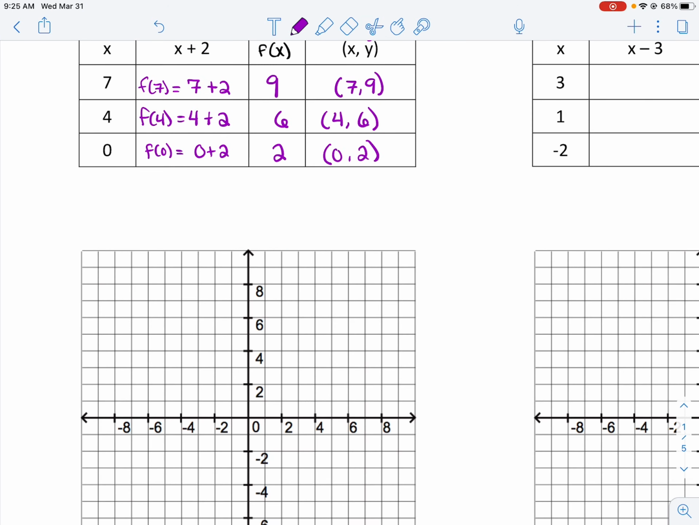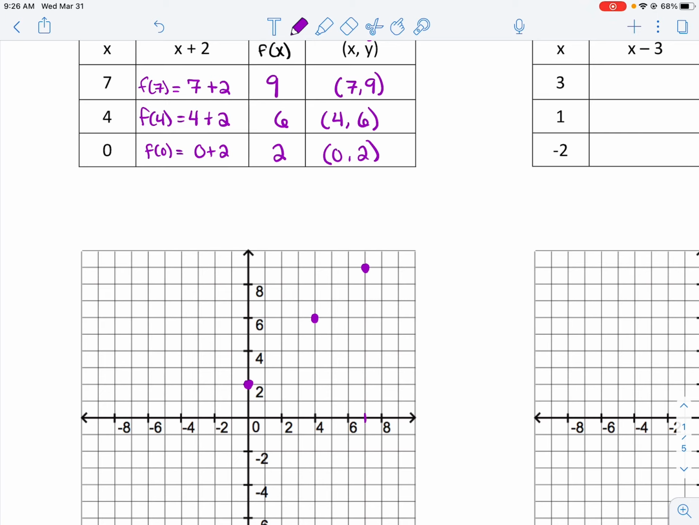So the point 7, 9, so I'm going to where x is 7, and then up 9 spaces. That's my first point there. Then the point 4, 6, so over to 4, up to 6. And then 0, 2 would be right there.